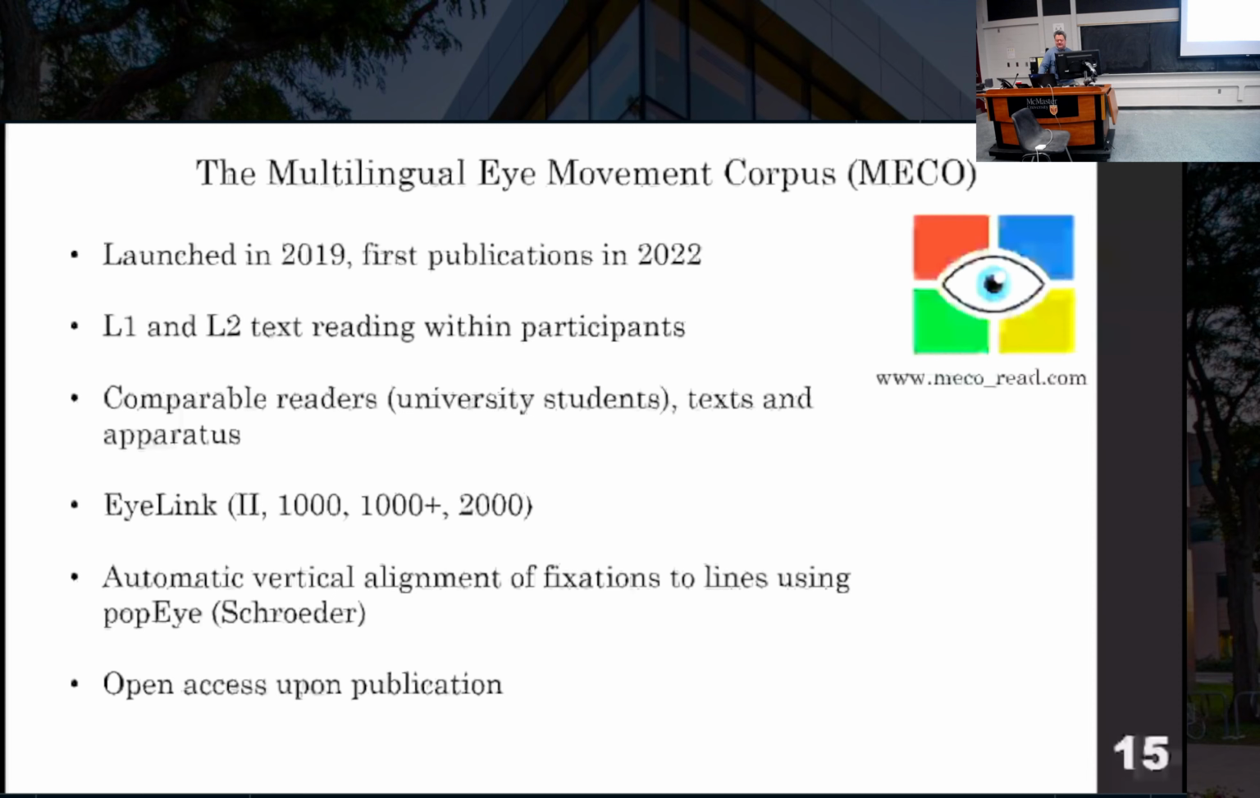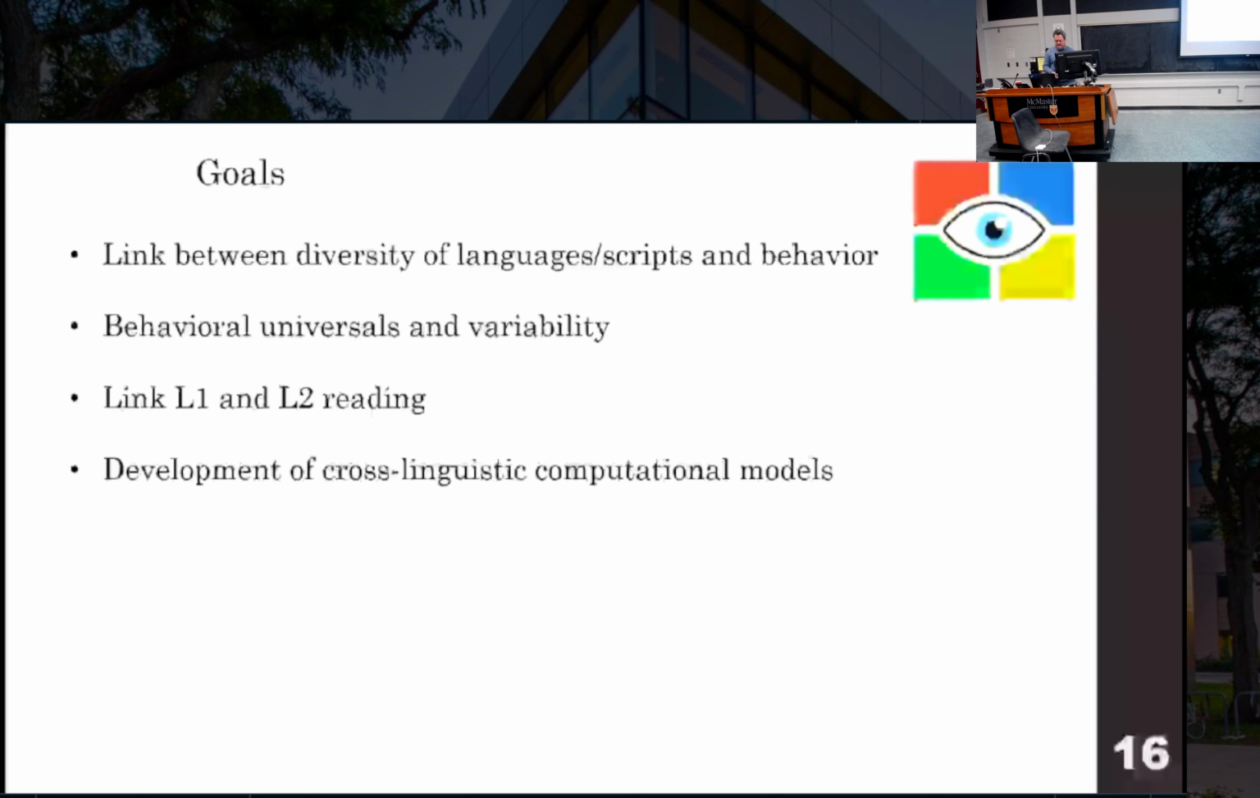In line with the desiderata of this research project, we're looking at comparable readers. They're all university students. These are comparable texts translated back and forth to ensure comparability. The apparatus is the same. These are always the EyeLinks, so the eye trackers from the company that Alex Goch is working for. I'll skip the technical details of many kinds, but I just want to say that once the data is published, it's in open access, and I really invite everyone to make use of it as much as you find useful and beneficial for your work.